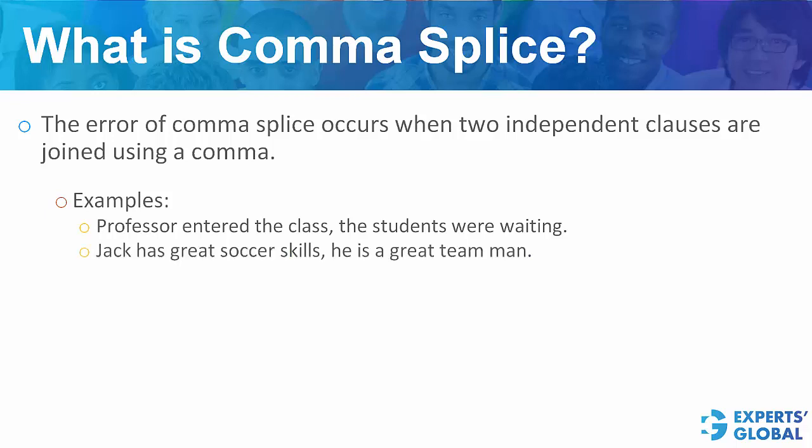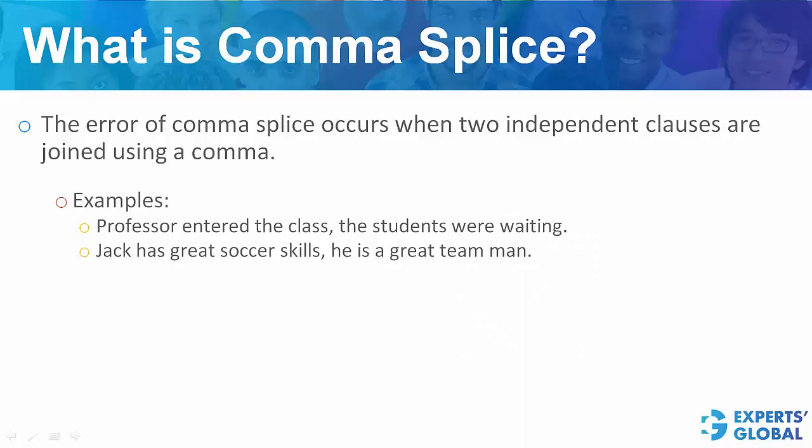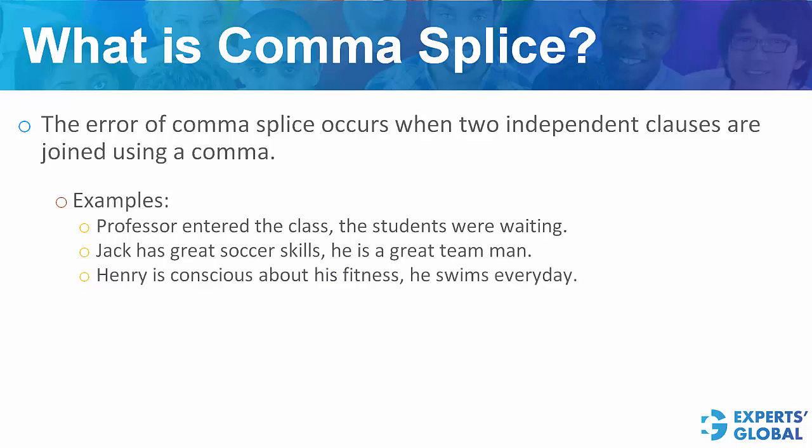One more example: "Jack has great soccer skills, he is a great team man." The first part of the sentence is an independent clause, and that he is a great team man is also an independent clause. The two cannot be joined through a comma, so the error of comma splice here. One more: "Henry is conscious about his fitness," independent clause, "he swims every day," another independent clause joined by a comma, so we have the error of comma splice here.